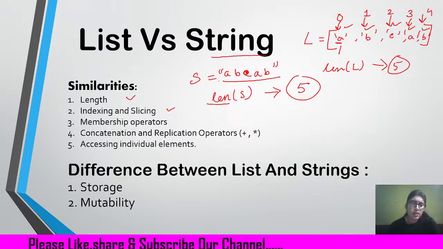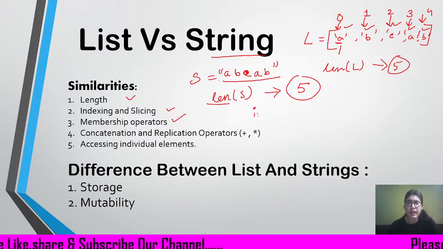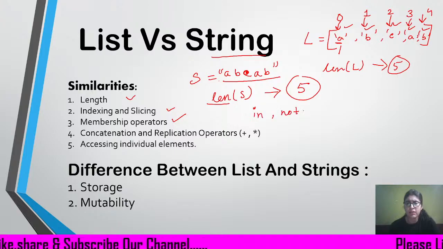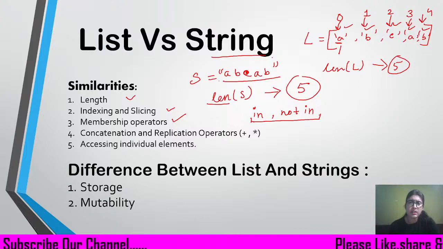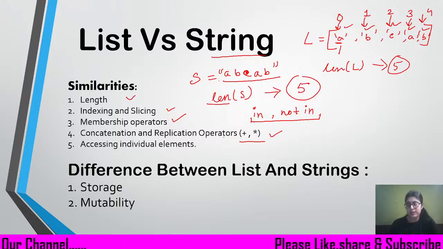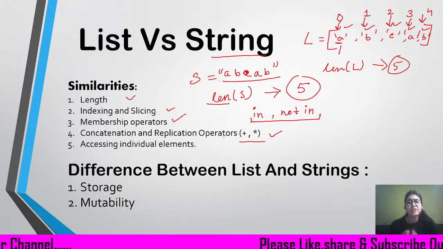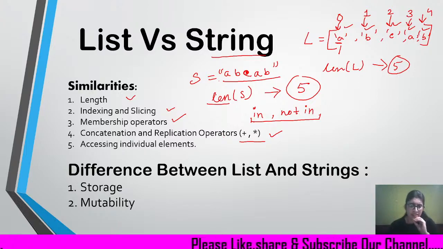Okay. Membership operation. Membership operators, I have shown you that in and not in are our membership operators. So these are similarly used in the list as well. Okay. Concatenation and replication can be used in a list also. So concatenation and replication can be used in the string as well as in the list in the same way as I showed you in the Python practical.